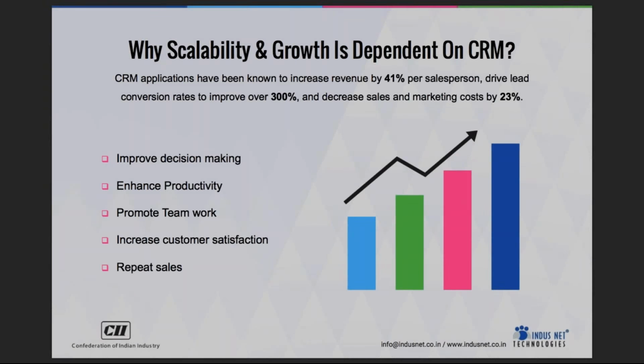Right. Now, some data points. We figured out that an organization or a company which is running a CRM effectively is helping a salesperson with 41% of revenue growth, and the conversion rate is nearly 300%, and the marketing cost goes down by 23%. This is statistical data. I have shared some links at the end of this presentation so that you can see these data points.